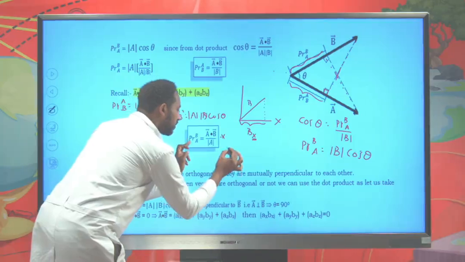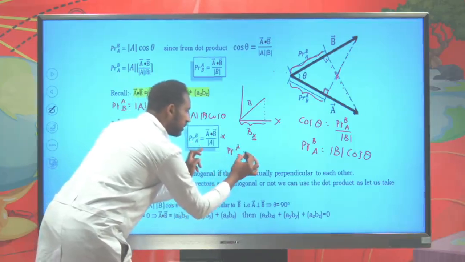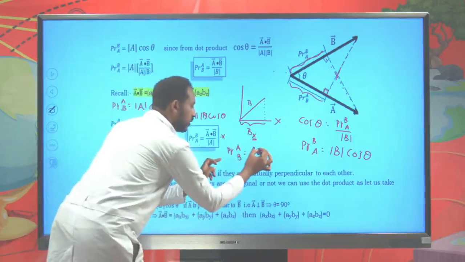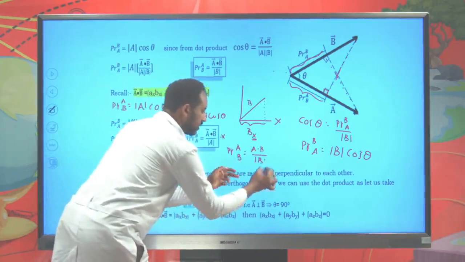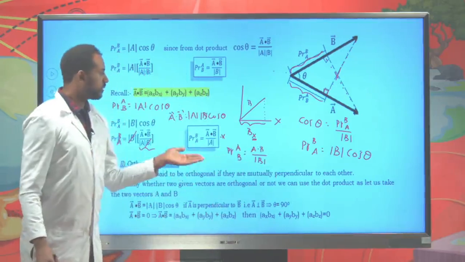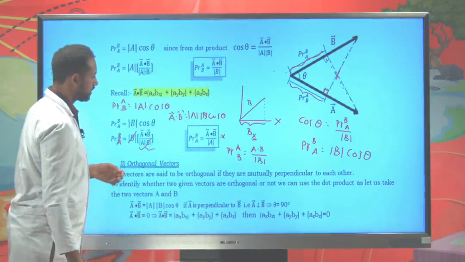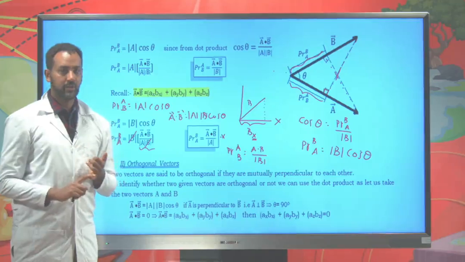How do you determine the projection of vector A onto B? If you are asked such a question, you should put A dot B over the magnitude of B. It's possible to use this way to determine the projection of one vector onto the other vector. So this is one good application of vectors.